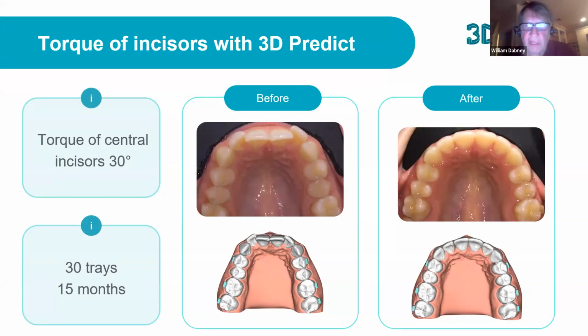Here's the torque of 30 degrees. Look at that before and after in 15 months, which is very hard to do with brackets, very hard to do with other clear appliances, but it can be done very predictably with 3D Predict and their use of artificial intelligence.